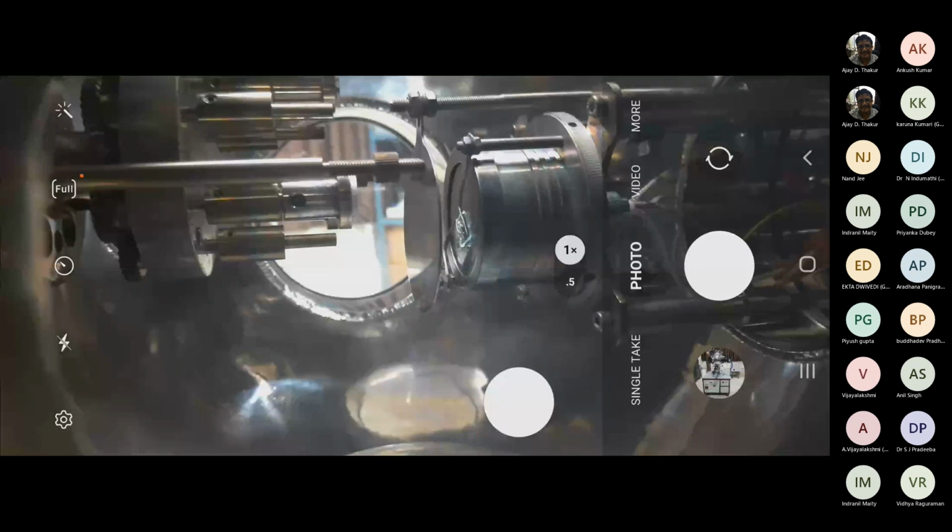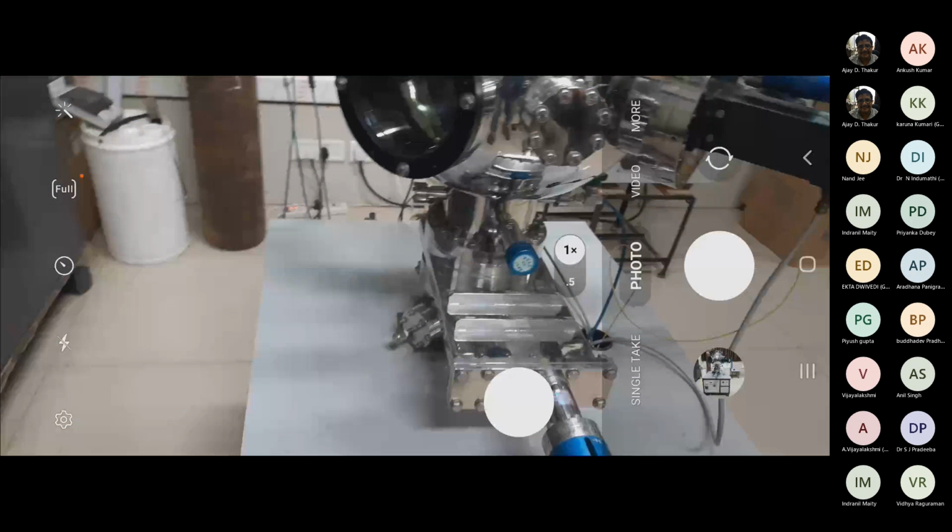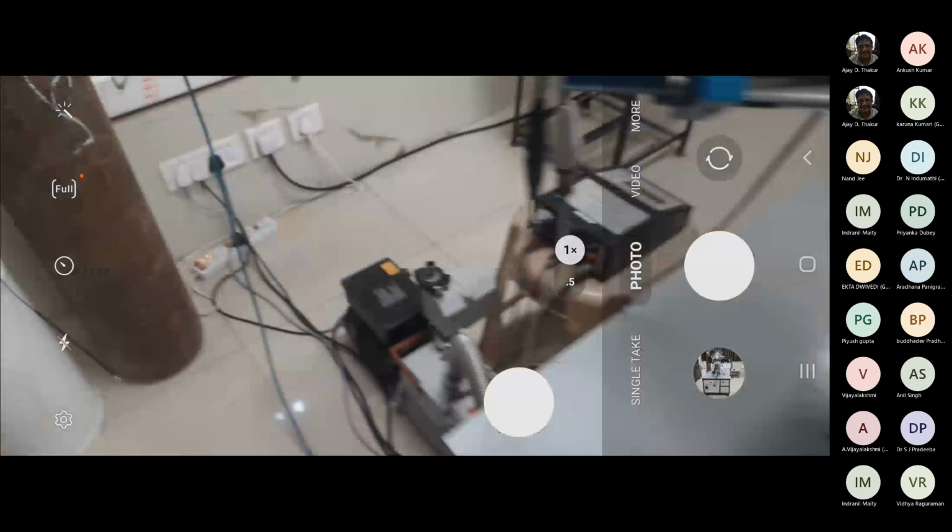Fine. Indranil, this is good. Yes, sir, this much is fine for the inside. I think everyone is getting a view. Now you can show where the gate valve is located. So what is the task of the gate valve? And below that, how the pumping assemblies are connected.